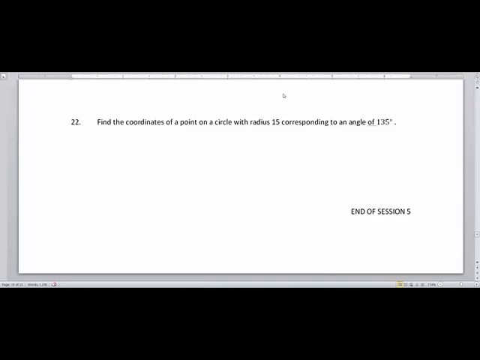So for this problem, we have a radius of 15 and an angle corresponding to 135 degrees. Now 135 degrees is in the second quadrant. And in the second quadrant, if we create a reference angle from that 135 degrees, you'll see that this is going to be a 45-45-90 triangle. So this radius is 15, this is my 45 degree angle here, and this is my right triangle.